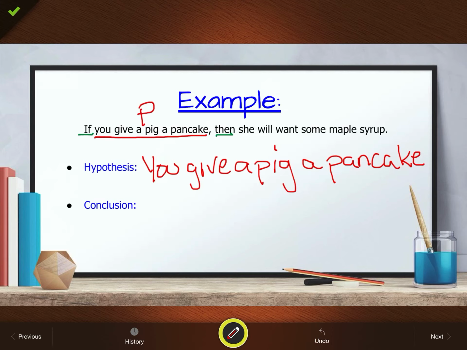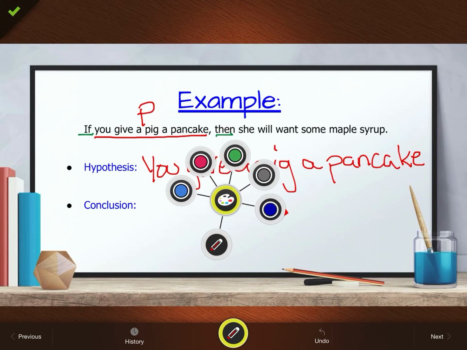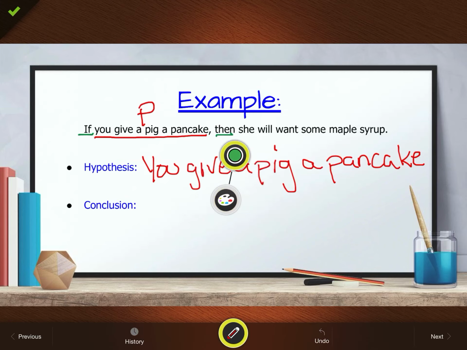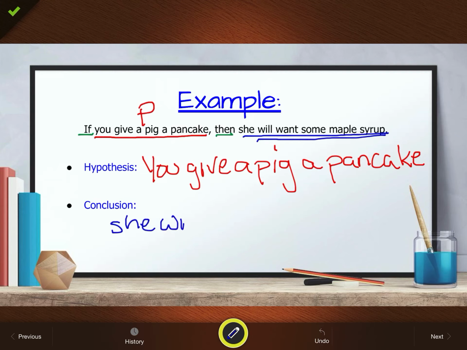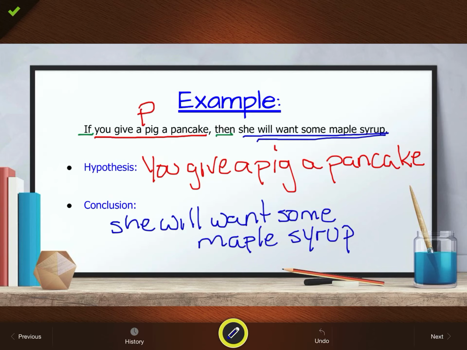The conclusion is what comes after the word then. So again, if you look at my conditional statement, she will want some maple syrup is my conclusion. So not super hard, but just remember, don't include the word if, don't include the word then. And the letter that we use to represent that is Q.